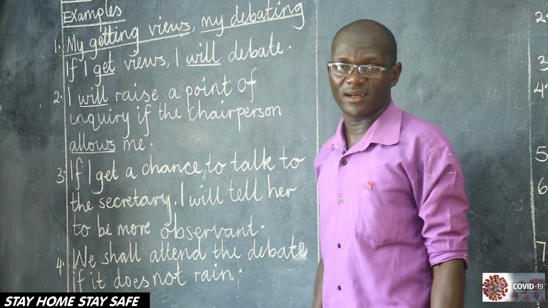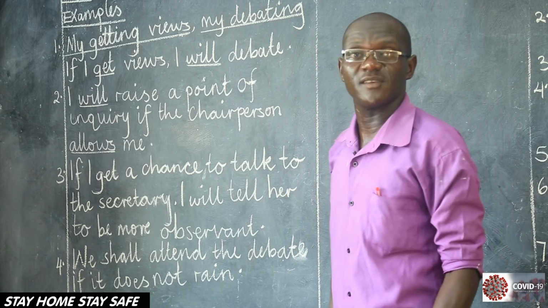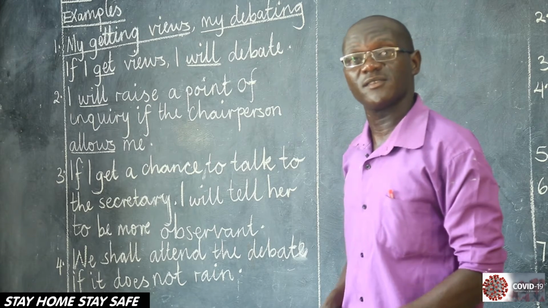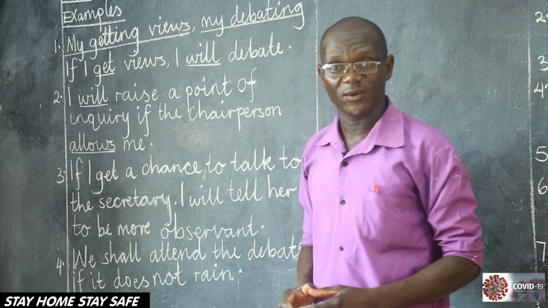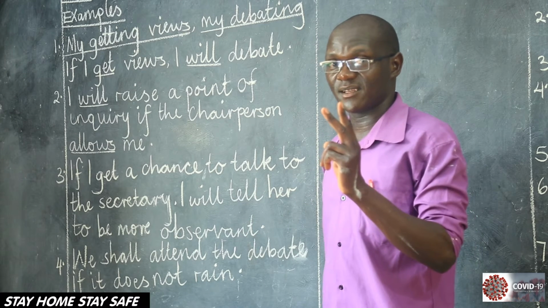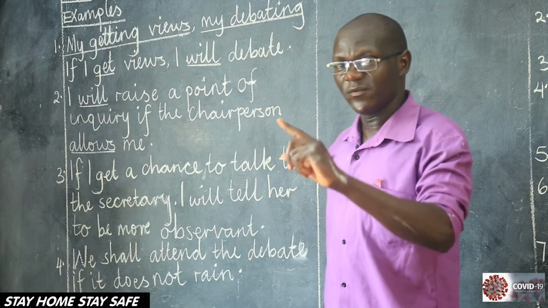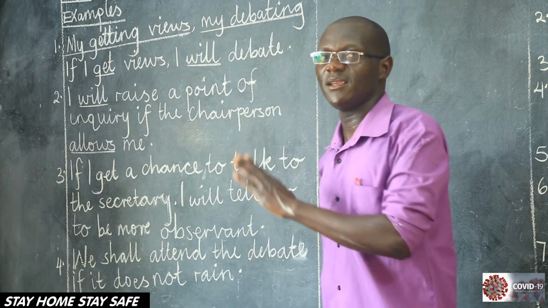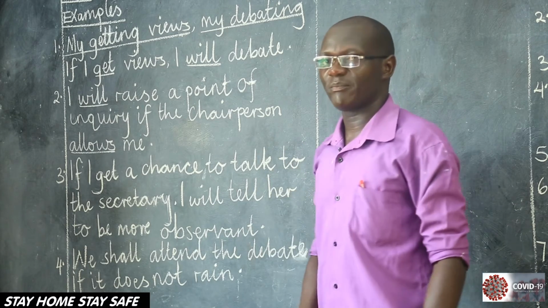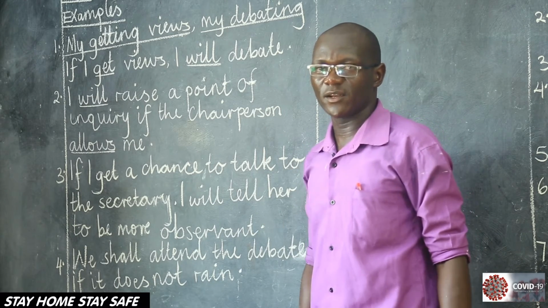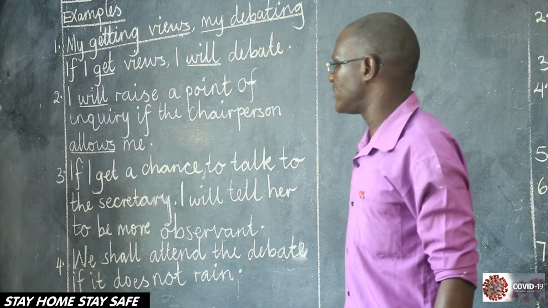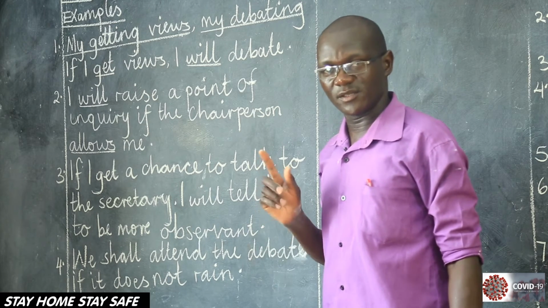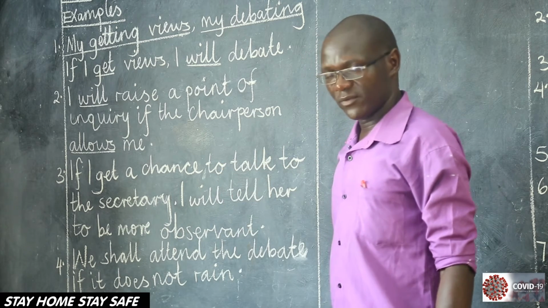But that will take you back a little bit. Do we know what a clause is? A clause is a part of a sentence. Therefore, we separate those two parts. As I have told you, the if part and then the main part: the if clause and the main clause. Therefore, separate them the moment you begin with an if clause. If I get a chance to talk to the secretary, I'll tell her to be more observant. We use a comma to separate the two clauses.